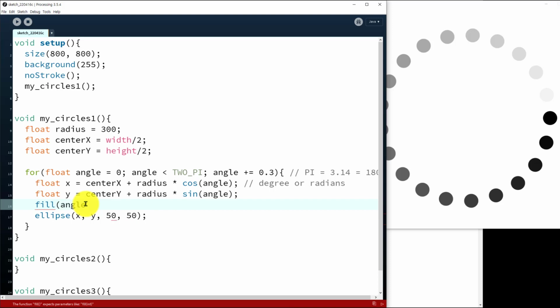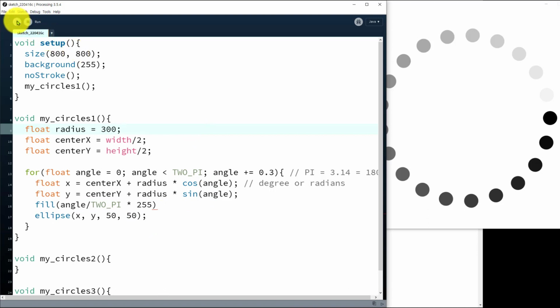So when the angle is 0, the color should be black, right? But the maximum angle will be 2 pi. So let's divide the angle by 2 pi. This variable will be 0 to 1. Does that make sense? Then you can times 255 to get the white. So this number will be 0 to 255. Right? I think that's it.